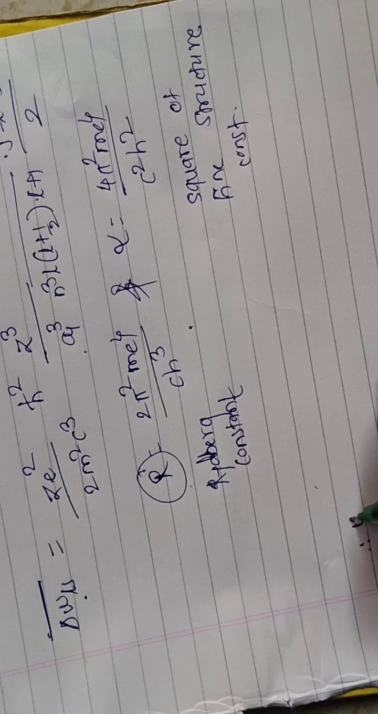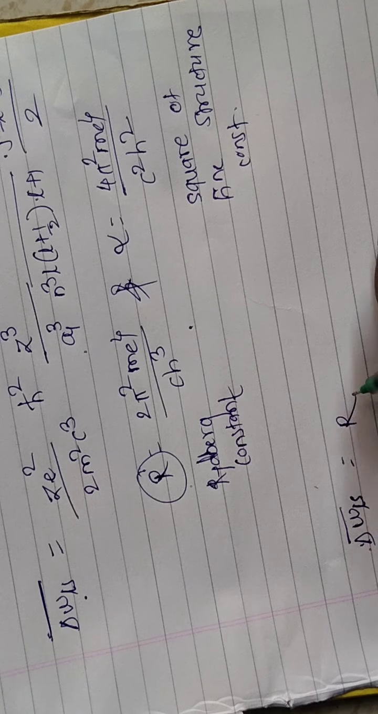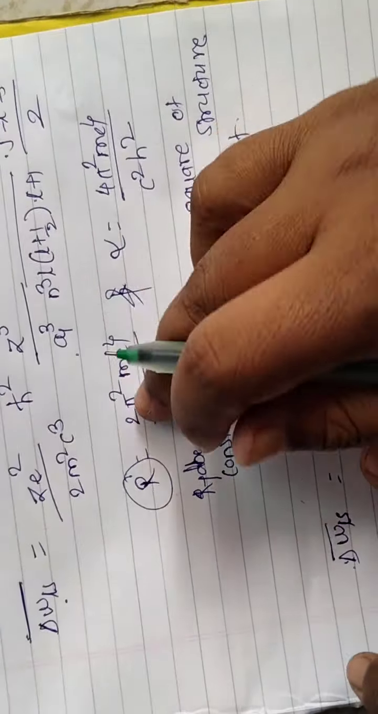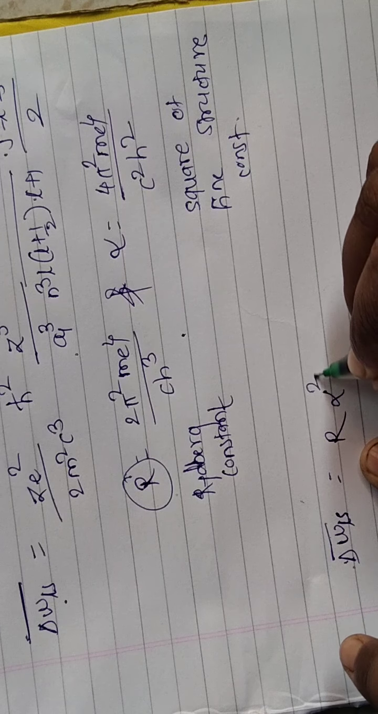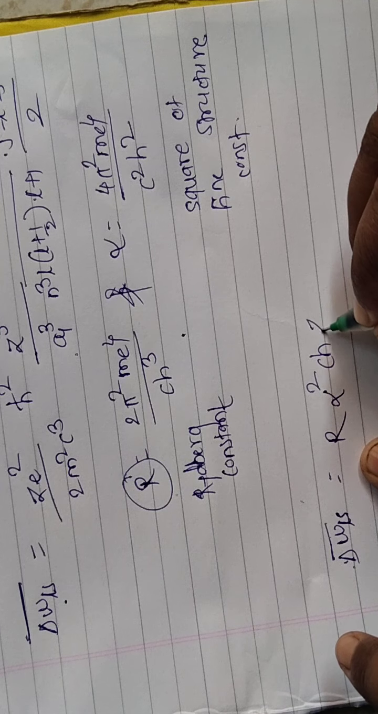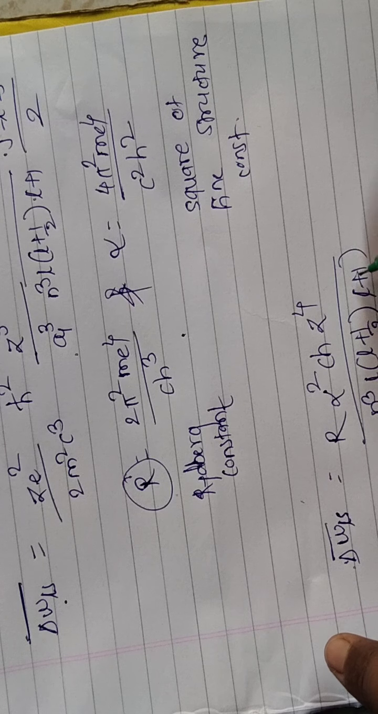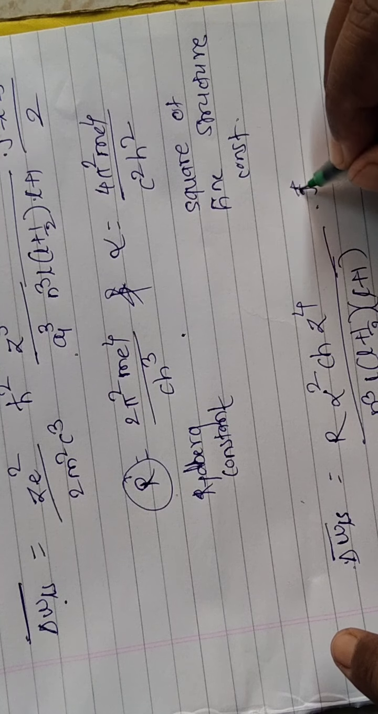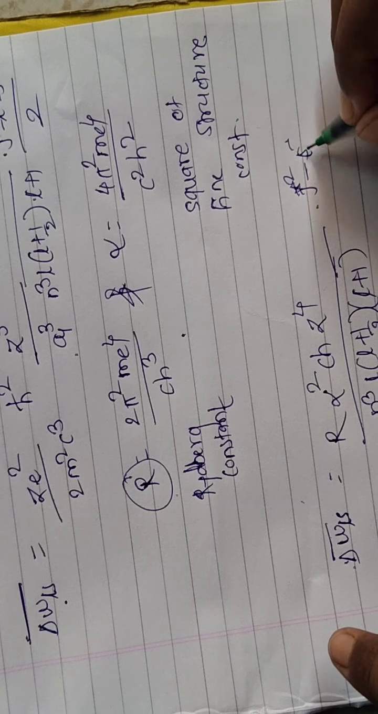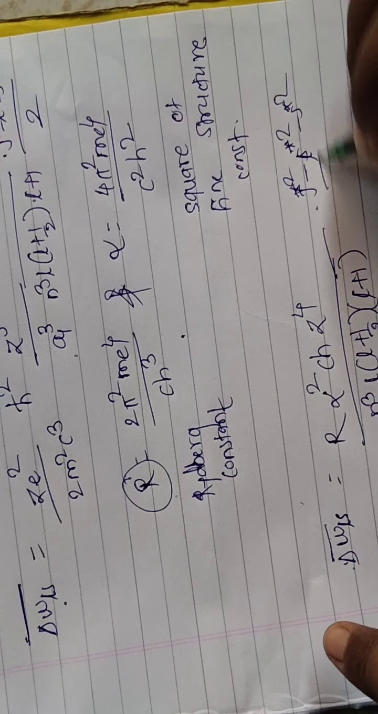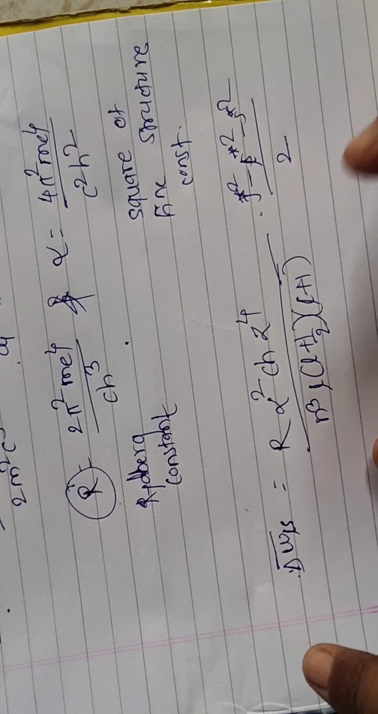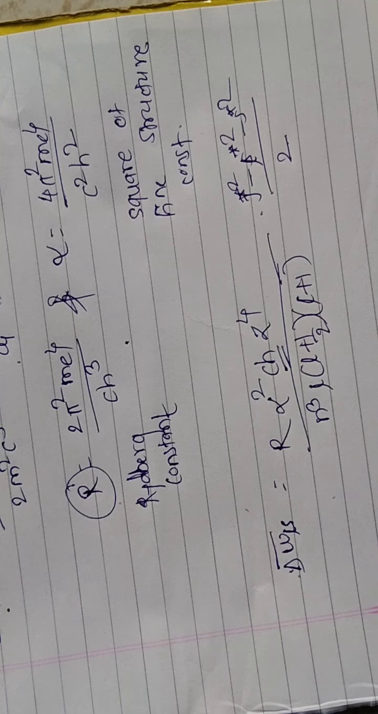Okay. So the above equation becomes, for the average interaction energy, by putting the value of R here: R alpha square c h Z raised to 4 divided by n cube L of L plus 1 half into L plus 1, into J star square minus L star square minus S star square divided by 2. Okay. So this is the average of spin orbit interaction energy.